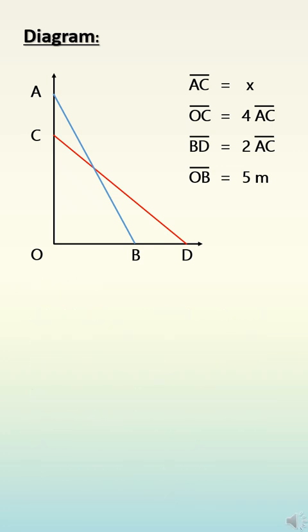Making use of the distances, AC is equal to x, OC is equal to 4 times AC, so that's 4x, BD is equal to 2 times AC, so that's 2x, and OB is equal to 5 meters.